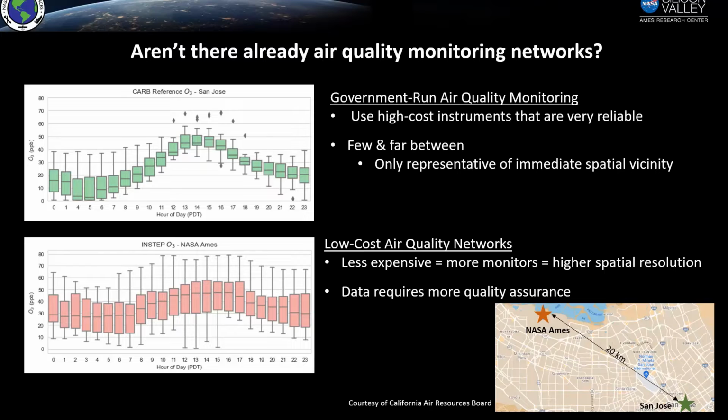And then the example data that you see down here is from the INSTEP monitor, which I'll introduce on the next slide. And that also shows ozone, which you see the patterns are quite a bit different, although the concentration range is the same. So that kind of gives you the difference of what the air at NASA Ames is like compared to in San Jose, where the reference grade monitor is.